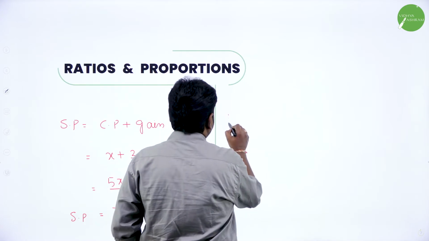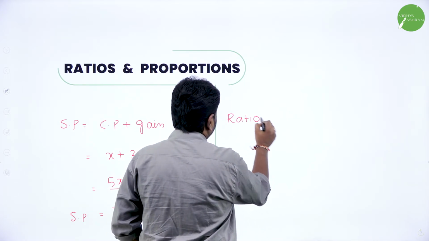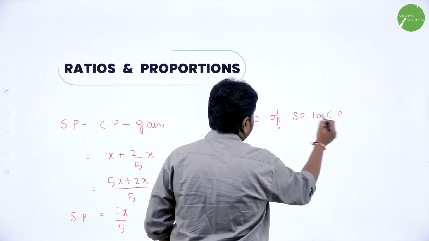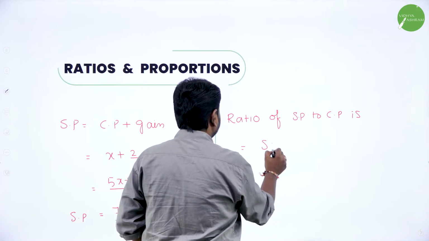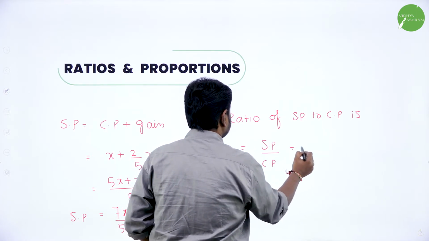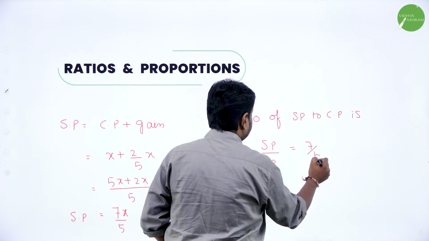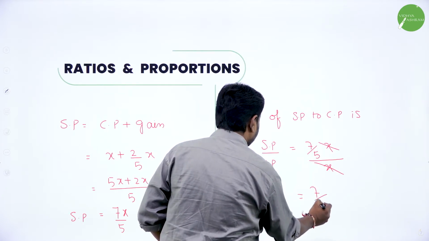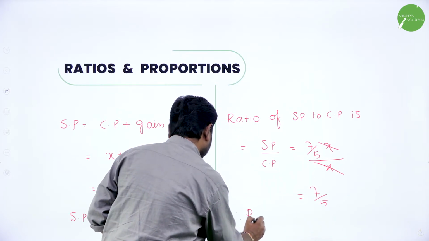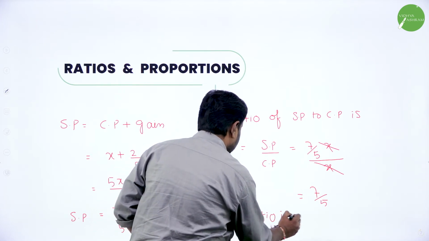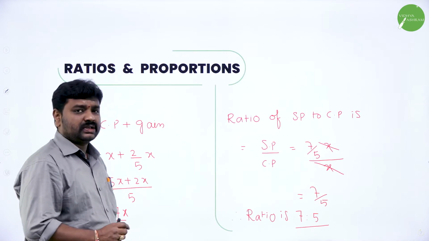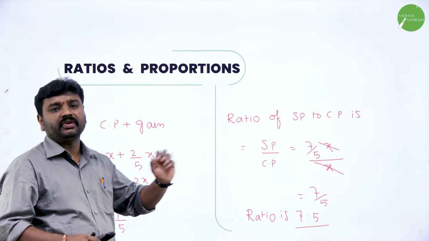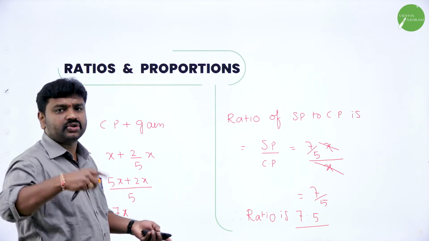So now we'll take the ratio. They want you to find the ratio. So ratio of selling price to the cost price is equal to SP divided by CP. What is selling price? 7 by 5 x, divided by the cost price x. So x cancels, and you are left with 7 by 5. Therefore the ratio is 7:5. Ratio is 7 by 5 or 7:5. It means we are selling it at 7 pieces price, while the cost price is 5 pieces. So like that you can compare. Ratio is comparison.